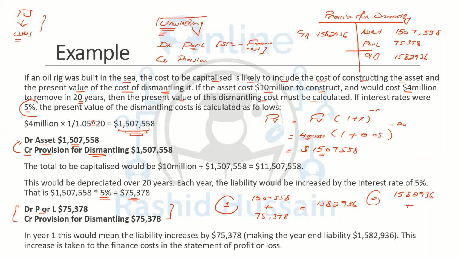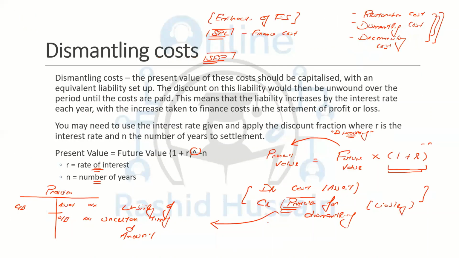The first figure is the finance cost, which we have calculated in year one as 75,378. The second figure, which is going to be recorded within the statement of profit or loss, is the depreciation.